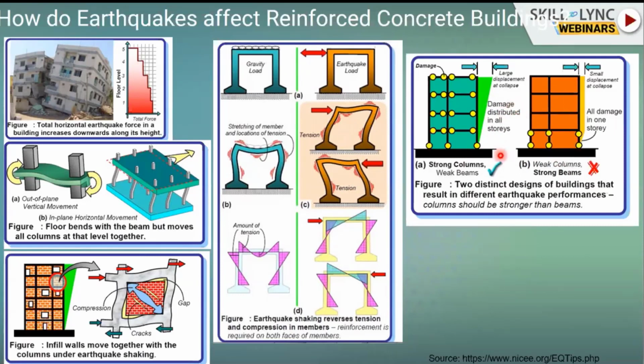So your philosophy in reinforced concrete design is to have strong columns and weak beams, and not to have the plastic hinge, or not to concentrate your damage at one story or at the columns. Try to distribute the force throughout the structure so it performs ductile as well as doesn't collapse at a single instant.